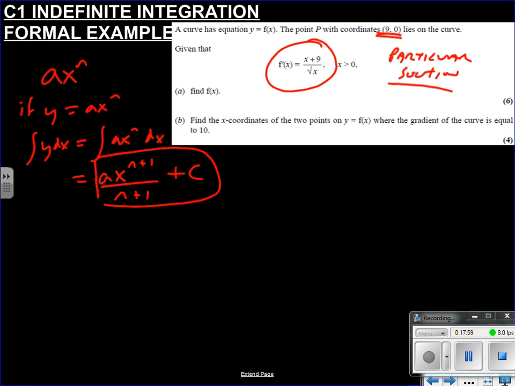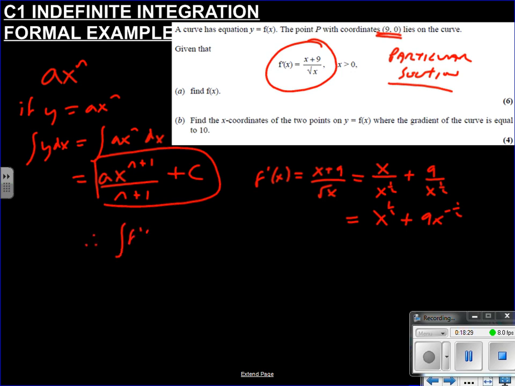Okay? So we've got f dash of x equals x plus 9 over square root of x. It's asking us to find f of x. I can't do that until it's in the form of ax to the n plus bx to the m, right? So that's x over x to the half, exactly more indices stuff, and therefore this is x to the half plus 9x to the minus a half. And now you can start dealing with this thing.